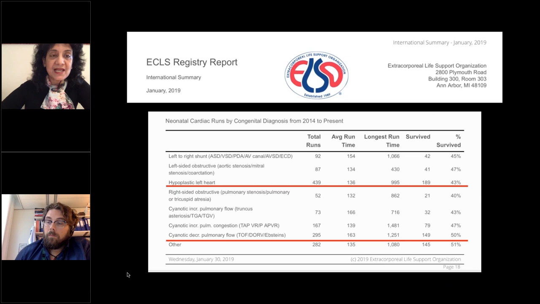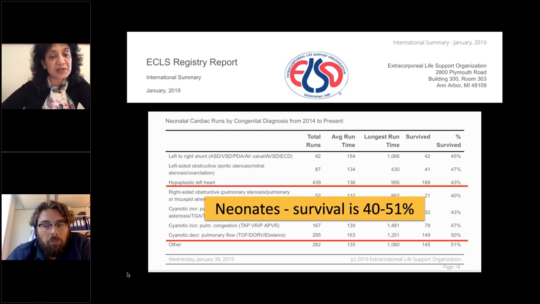This is the ELSO Registry International Summary Report from January 2019. You can see here that the most common congenital heart defect where the children get supported on ECMO is hypoplastic left heart syndrome, with a survival of 43%. The next group is those children who have cyanotic heart disease with decreased pulmonary blood flow, that is tetralogy of Fallot, double outlet right ventricle and Epstein's anomaly, and there the survival is about 50%. So the survival ranges from 40 to 51% in neonates.